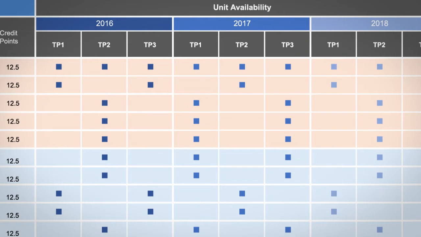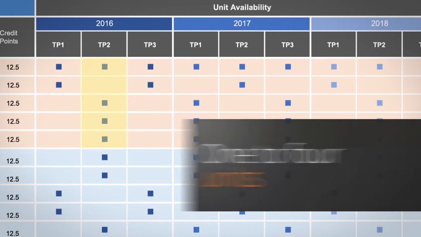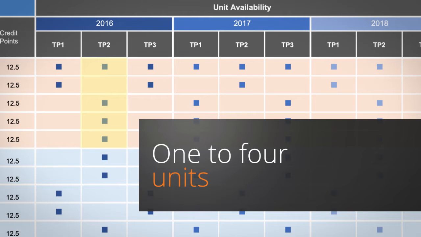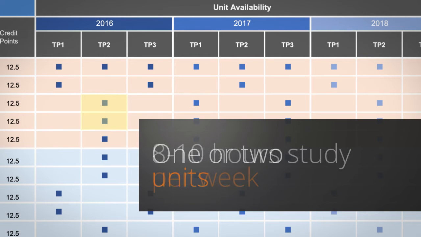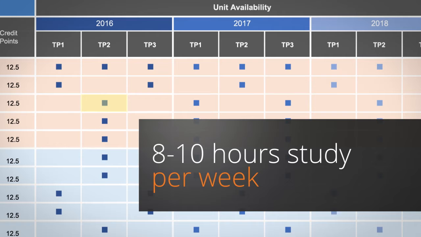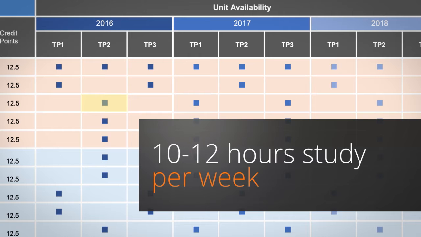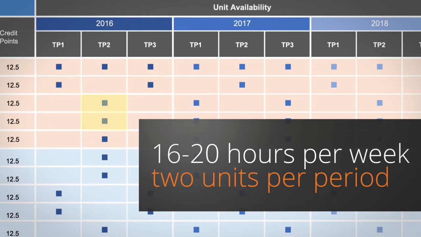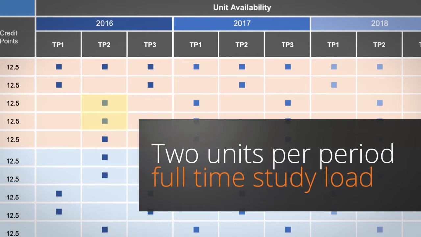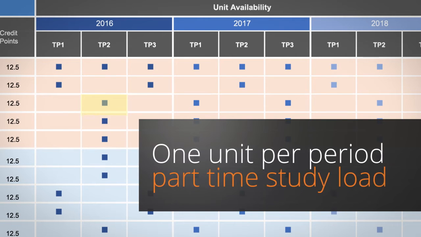When planning your course, choose a study load that suits you. You can study 1 to 4 units per teaching period. Students generally find that studying 1 or 2 units is manageable around their work, family, or other commitments. Remember that each unit has a study load of at least 8 to 10 hours of study per week for undergraduate degrees, and 10 to 12 hours per week for postgraduate degrees. That's a minimum of 16 to 20 hours of study per week if you're completing 2 units per teaching period. 2 units per teaching period is considered a full-time study load, and 1 unit is part-time.